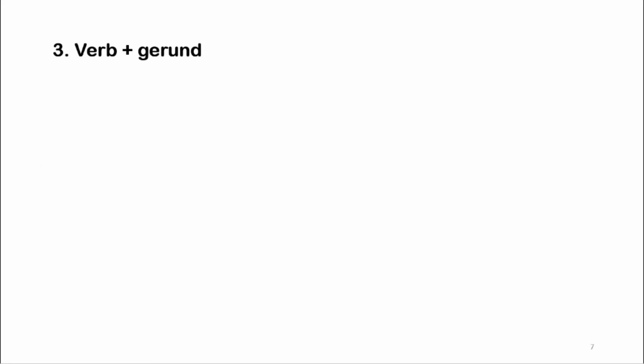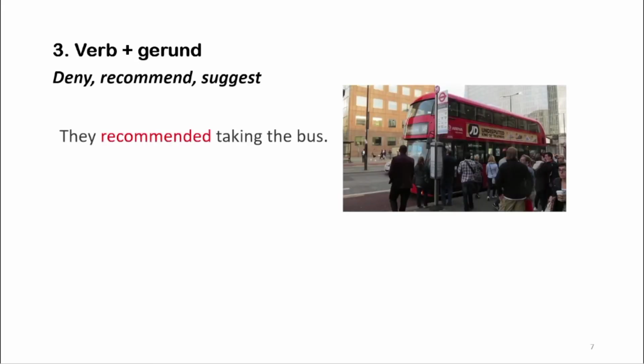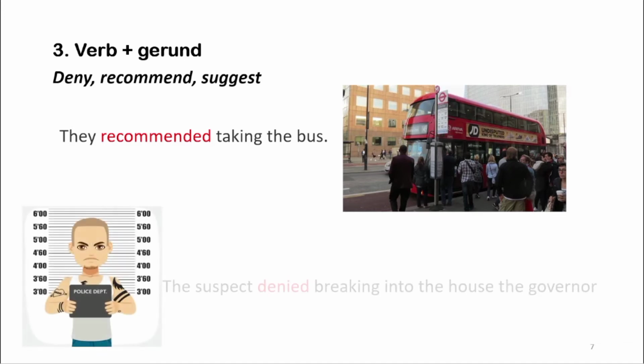The third pattern, verb plus gerund. We have some verbs here: deny, recommend, suggest. Example, they recommended taking the bus. So we do not say they recommended to take the bus, no, but they recommended taking the bus. The suspect denied breaking into the house of the governor. Denied plus gerund.